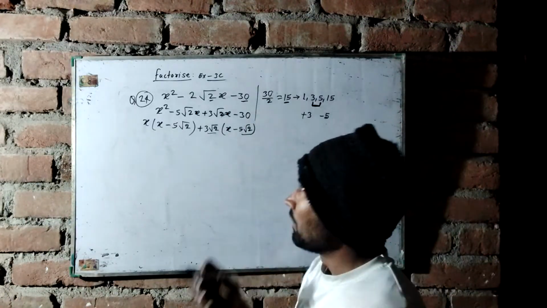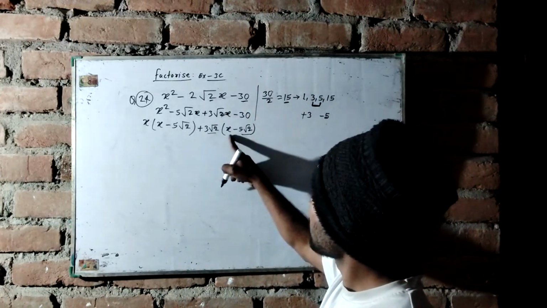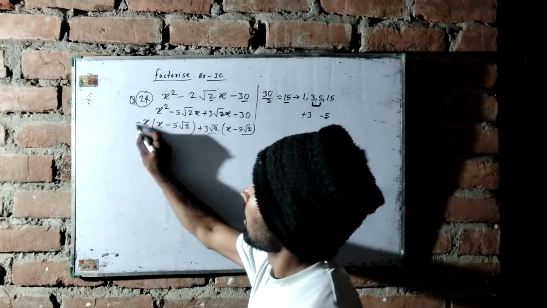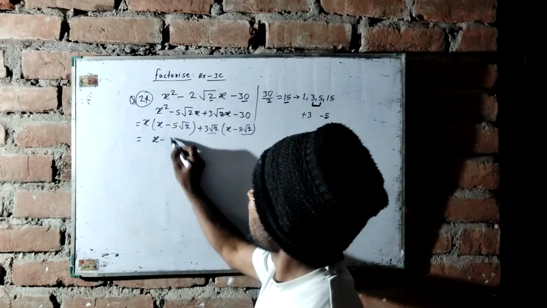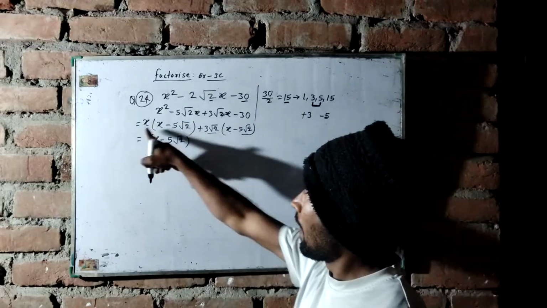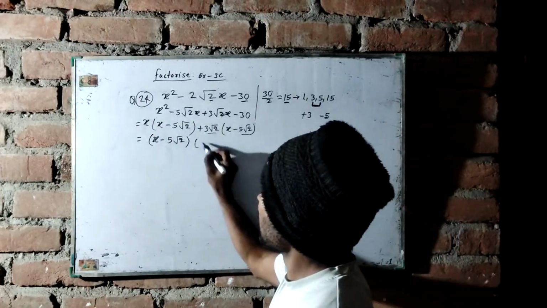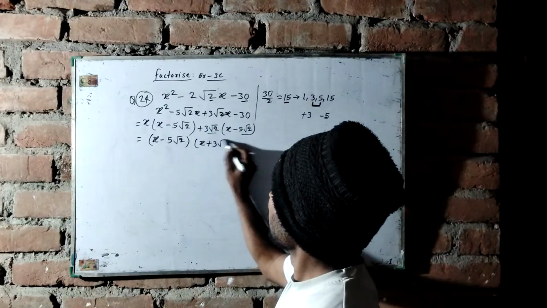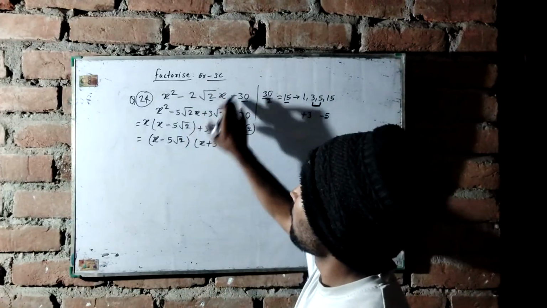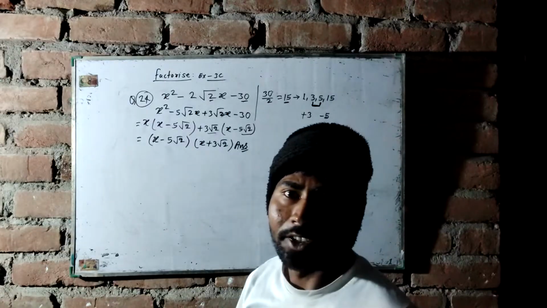Now we can see clearly x minus 5 under root 2 is present in both terms. So we can take x minus 5 under root 2 as a common and x plus 3 under root 2 as a multiple. So these are two required factors of this polynomial. Okay, now let's go ahead.